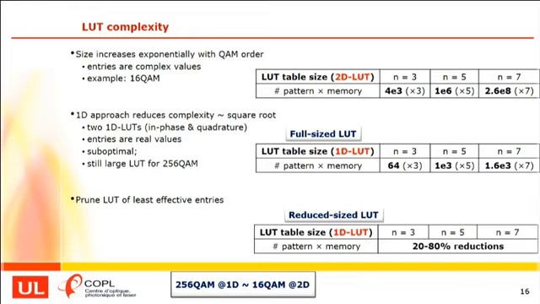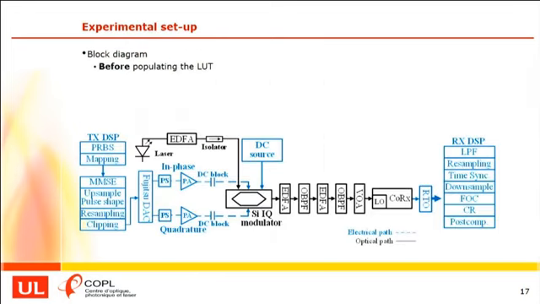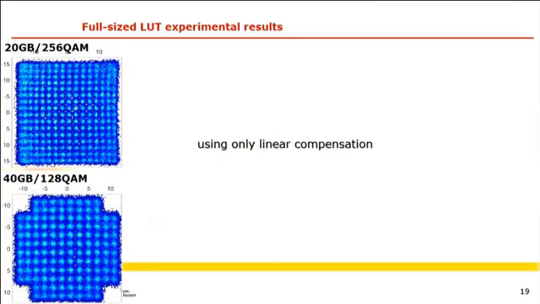So the idea is, at least from the 1D, that we can approach 256 QAM, which are the results I'll be presenting today. So this is our experimental setup. I don't have time to go into the details, but it's available in the paper. We run through a characterization phase where we populate the lookup table. And then once we've populated the lookup table, we run the system again and see how the lookup table has improved performance.